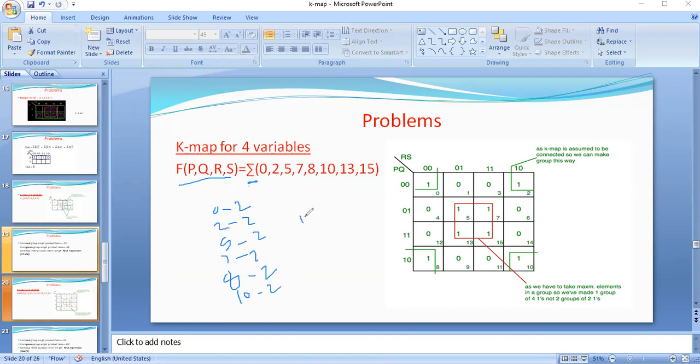For minterm 13, the number of adjacencies is also 2, and for minterm 15 it is 2. Here you may observe that for each minterm the number of adjacencies is equal. So we may take any of these minterms and give it first priority. Here, for example, I am taking 5.